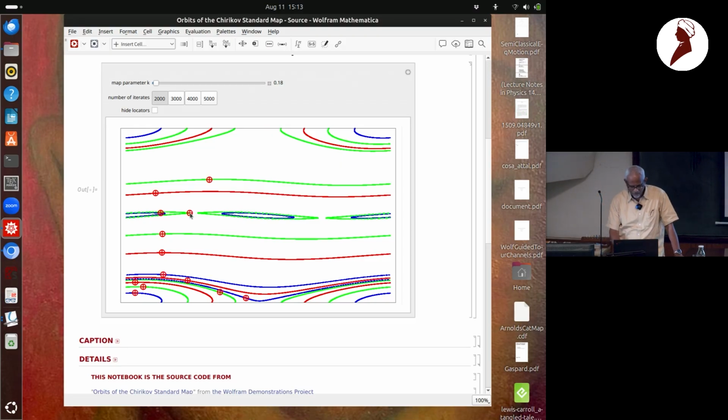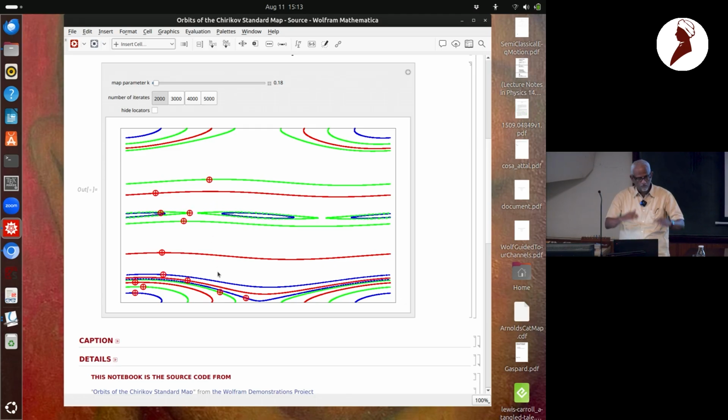There are other cases possible as well. You can see here that the one-half torus breaks into two unstable fixed points and two stable fixed points, this and this. So these are the big resonances. The smaller the denominator of the resonance is, the more rational it is in some sense, and the larger the nonlinear resonance region will be.